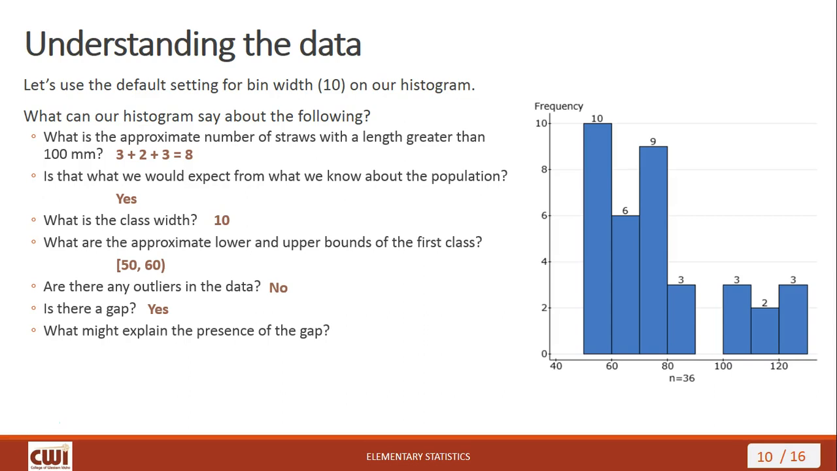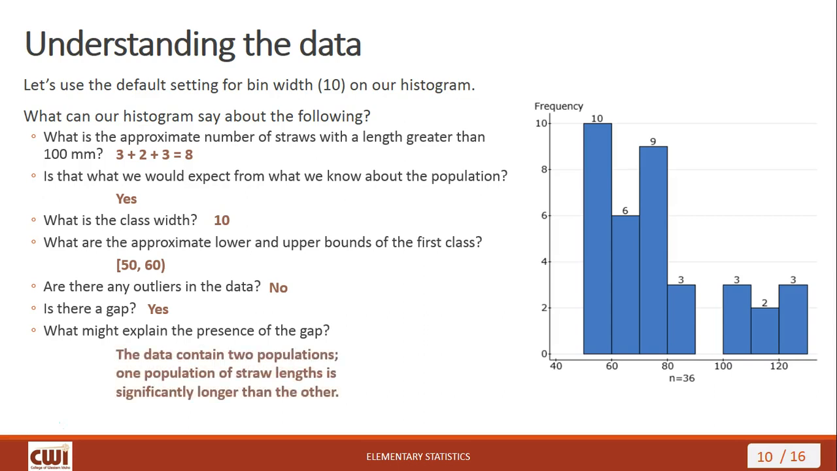Yeah, I realized I spoke too soon. We're looking at two populations, right? So because we have two populations, the data set is separated, segregated out, as you see here, and that's how we were interpreting the gap. So there's one population of star lengths that's significantly longer than the other.